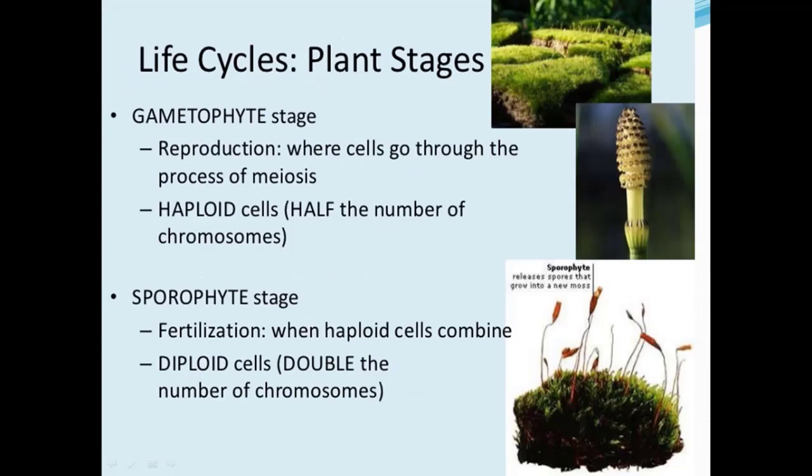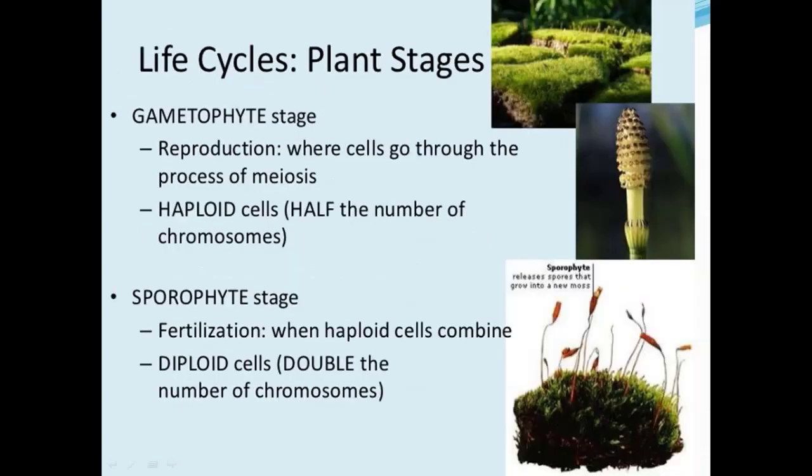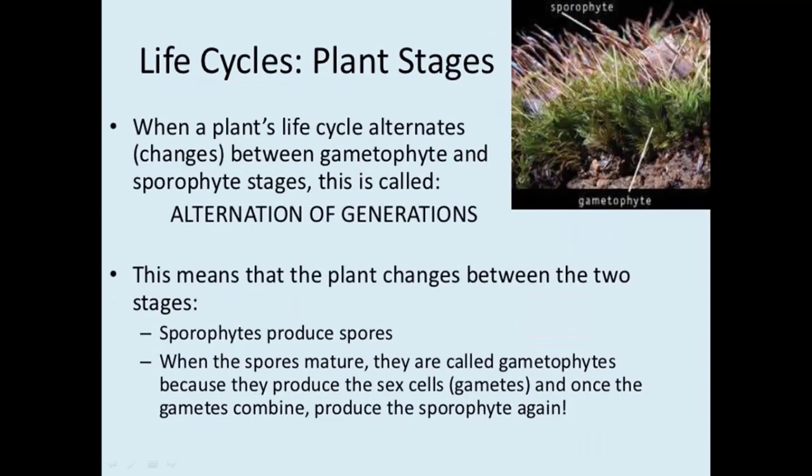So here we can see the stages of moss plants as the plant reproduces and has its life cycle. There are two stages of reproduction. In the first stage they form the gametophyte stage, and in the other stage, the sporophyte stage. Plants develop and reproduce this way. So as I told you, the process of a plant going from sexual reproduction to asexual reproduction during its life cycle is called alternation of generations.